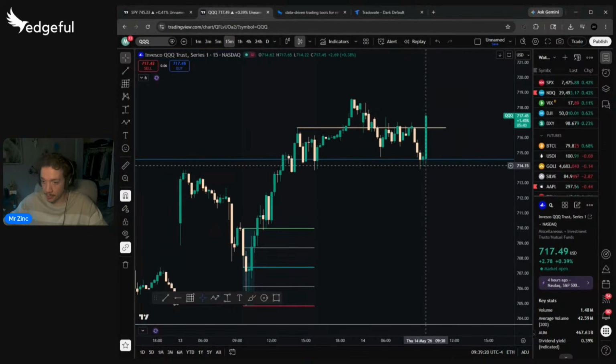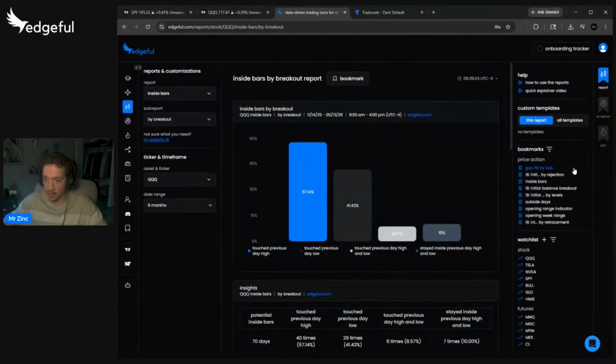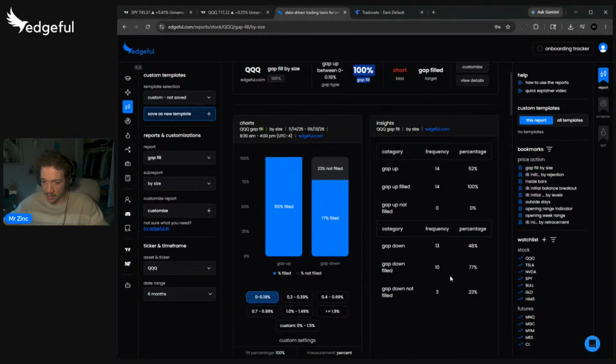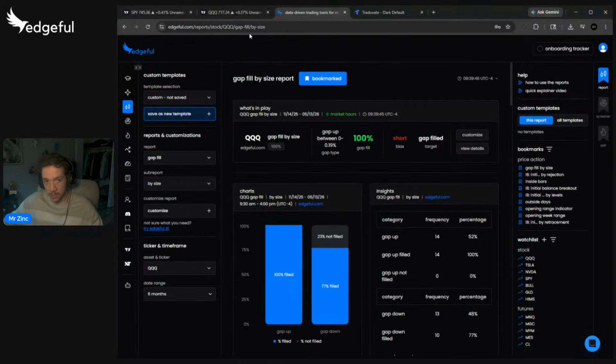We've filled the gap. We were gap down 0.12% into open. If we go over to that gap fill by size stat, it was a gap between 0 and 0.19. 100% chance that the gap is filled over the past 6 months. We've had 14 of those gaps. 14 of them have filled. Gap down, 77% of them have filled, which we just saw on Qs.